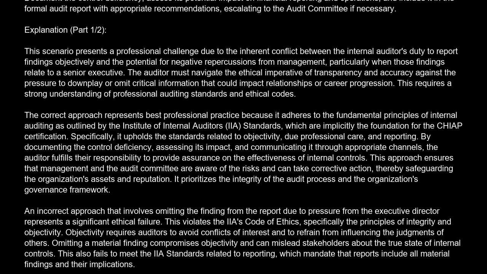An incorrect approach that involves omitting the finding from the report due to pressure from the executive director represents a significant ethical failure. This violates the IIA's Code of Ethics, specifically the principles of integrity and objectivity. Objectivity requires auditors to avoid conflicts of interest and to refrain from influencing the judgments of others. Omitting a material finding compromises objectivity and can mislead stakeholders about the true state of internal controls. This also fails to meet the IIA standards related to reporting, which mandate that reports include all material findings and their implications.